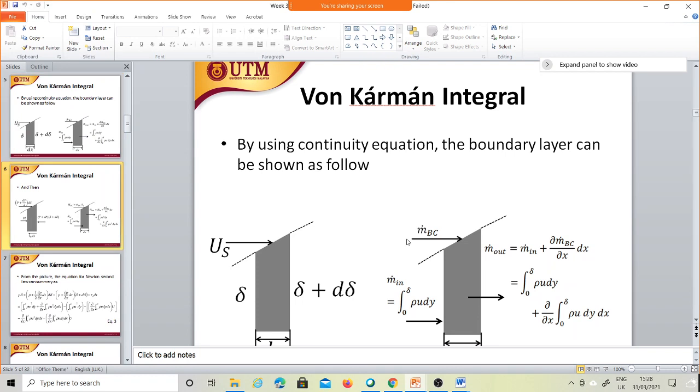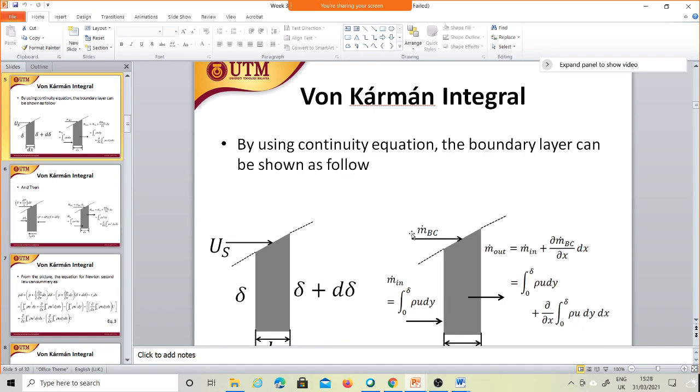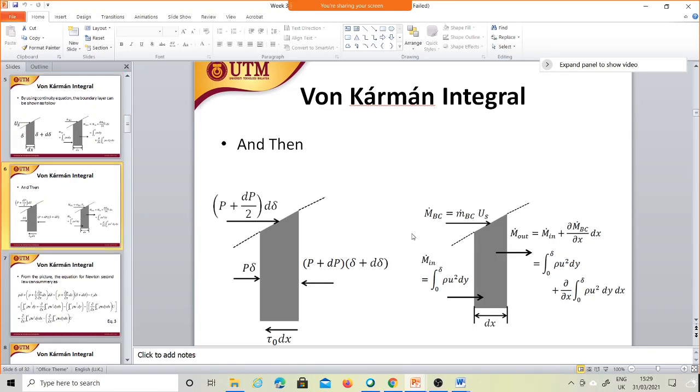Similarly, if you have mass flow rate, then for momentum flow rate you need to multiply by u. This one is just a demo that if you have the mass flow rate in this way, similarly if you have the momentum, just multiply by u, but u not velocity. In this case for BC should be u s, and within the boundary layer it should be small u, because u will change, right? So that's the thing. So we have the momentum.